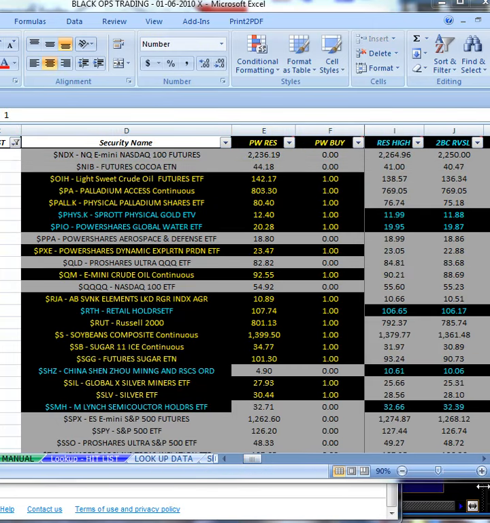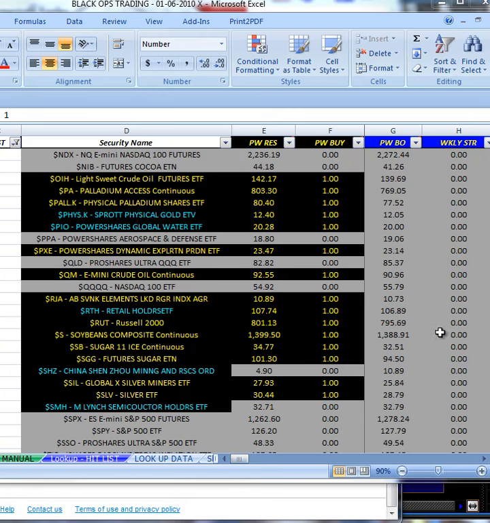You can actually go in and do an off the cuff, if you will, day trade. And the way you do that is you buy the pulse wave breakout.